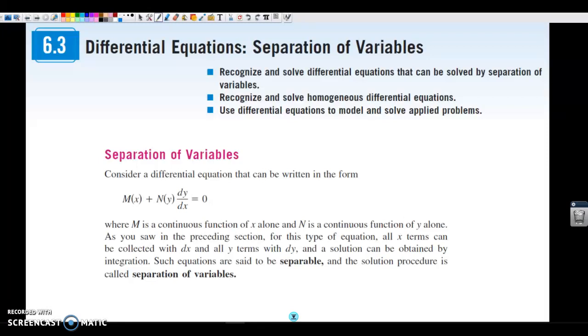Welcome to the lesson on differential equations and the separation of variables. This is a very common topic on the AP exam, and it's essential that you know how to solve differential equations by separating the variables.